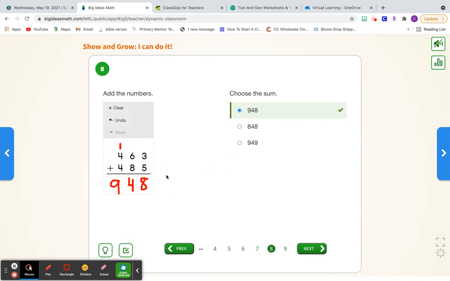And remember, guys, one good thing about having the options over here, if you come up with the wrong answer and none of these options are your answer, make sure you go back and check your math. Make sure you did your regrouping.